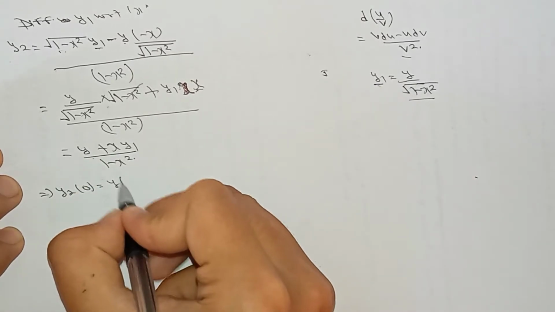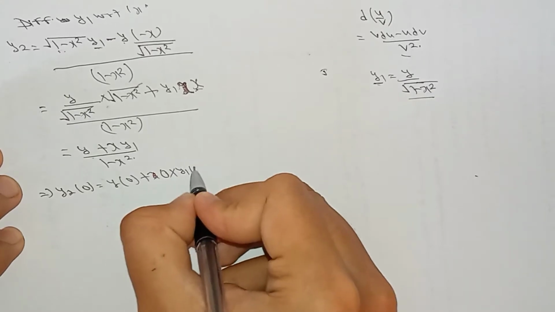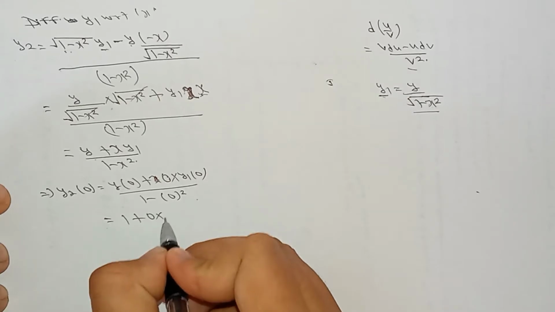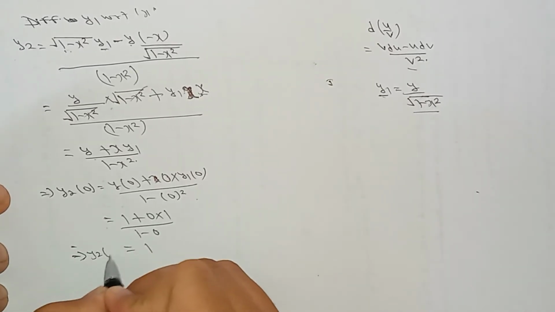So it becomes y of 0 plus x, suppose x is 0, and y1 of 0 by 1 minus 0 square. Of 0 means 1, and it becomes 0 into 1, and 1 minus 0 is equal to 1. So we obtain y2 of 0 is equal to 1.